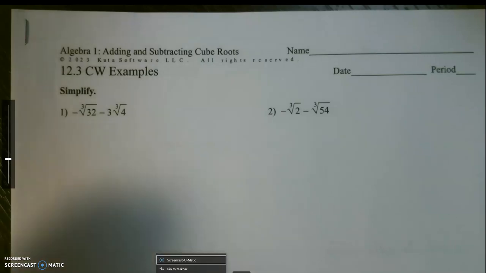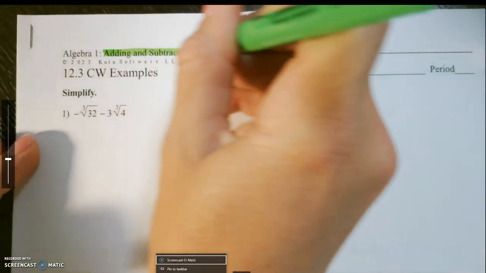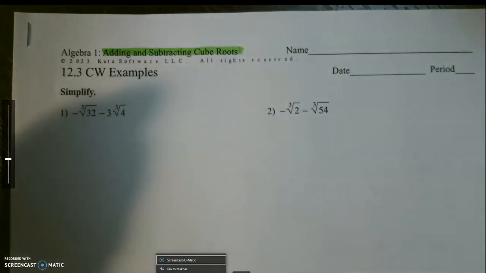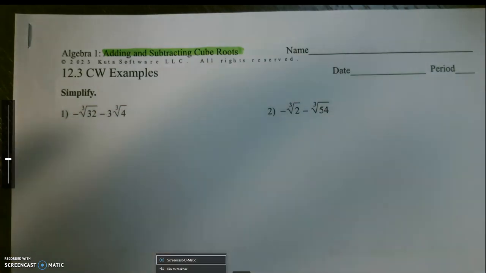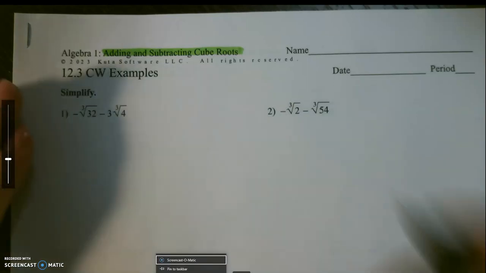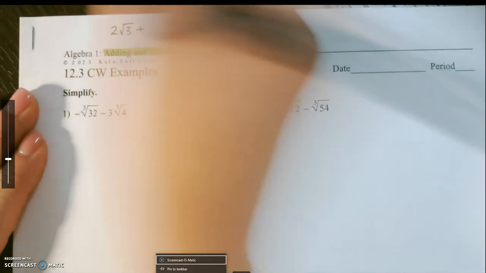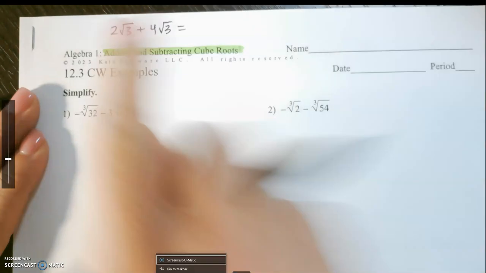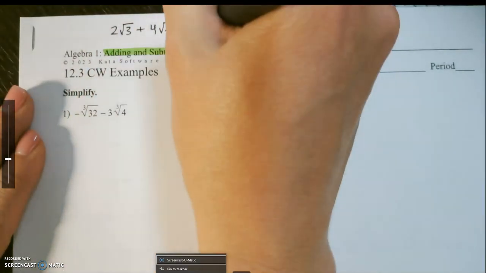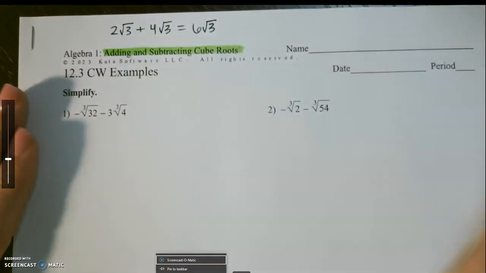All right, guys, today's lesson is on adding and subtracting cube roots. Just like square roots, you can only add and subtract cube roots or square roots when they have the same number underneath the radical. For example, if I have 2 rad 3s and I'm adding 4 rad 3s, you just combine the coefficients. So 2 plus 4 would give you 6 rad 3.